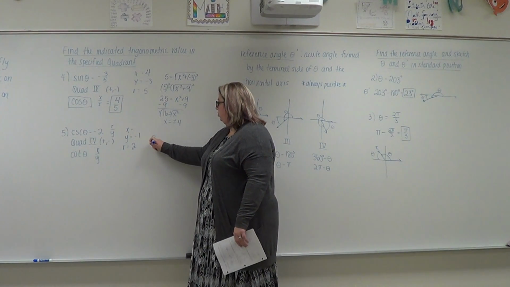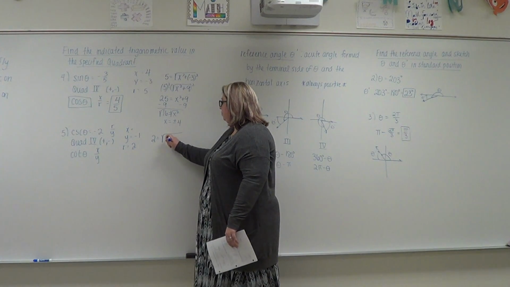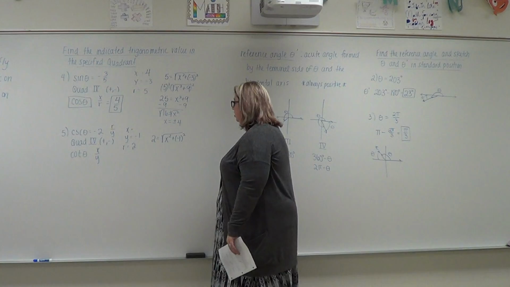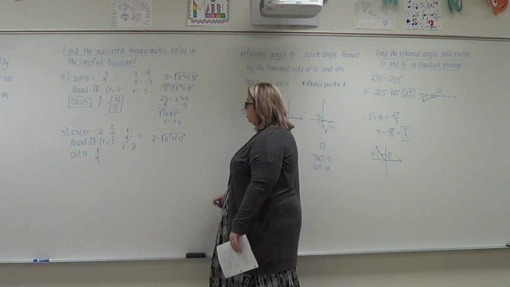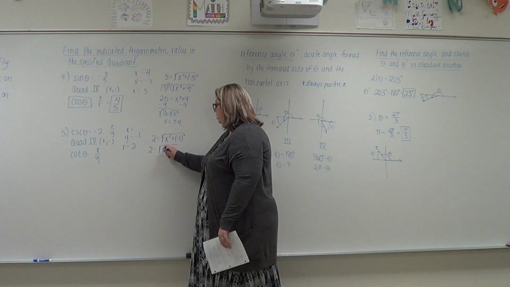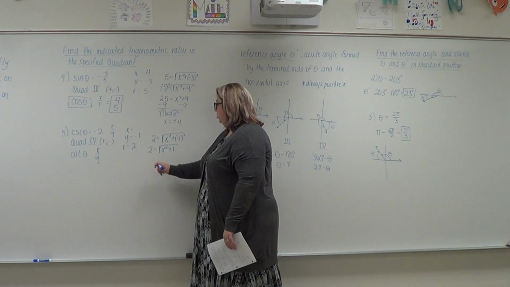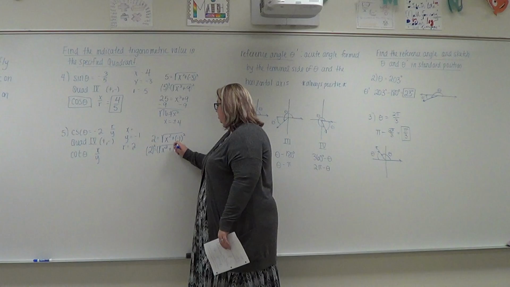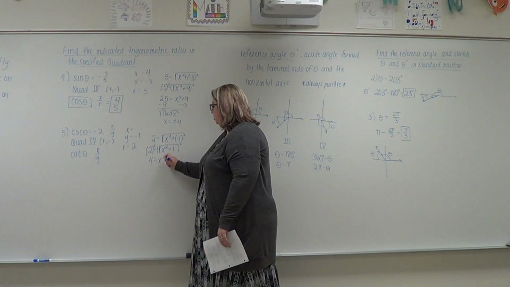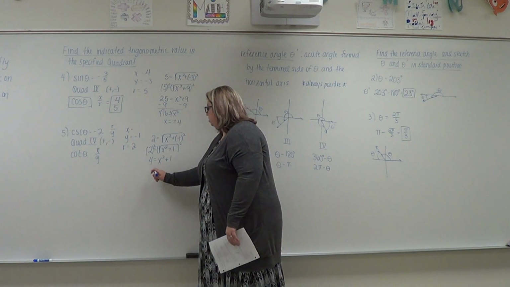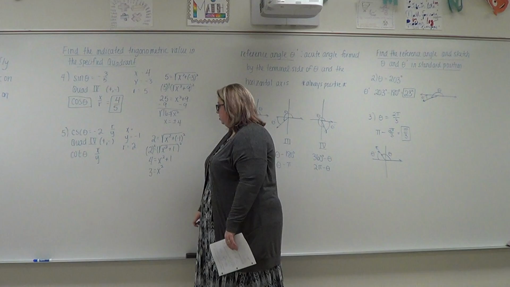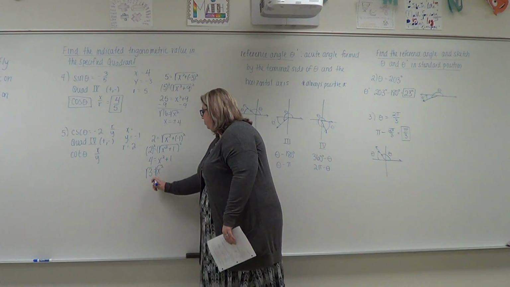So r equals the square root of x squared plus y squared. So x squared plus negative 1 squared. So 2 equals the square root of x squared plus 1. Square both sides. So 4 equals x squared plus 1. Subtract 1, so I have 3 equals x squared. So then I would do the square root.